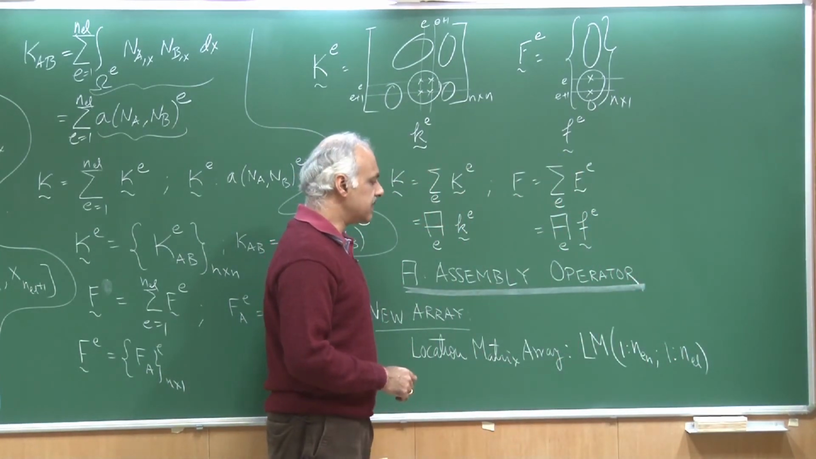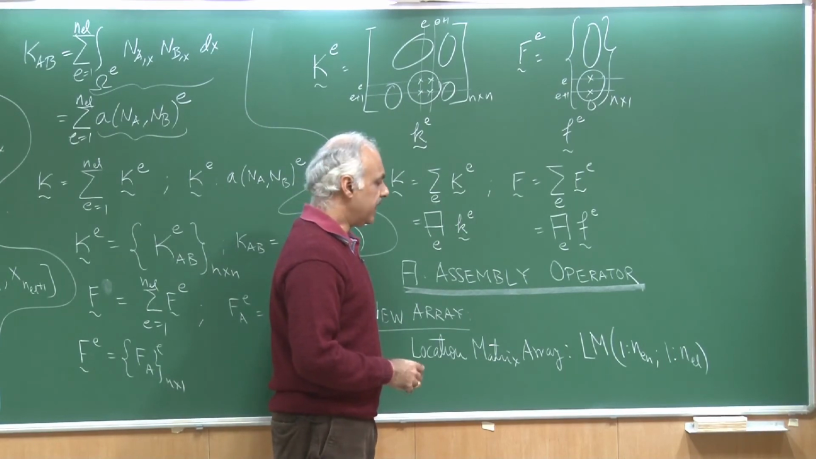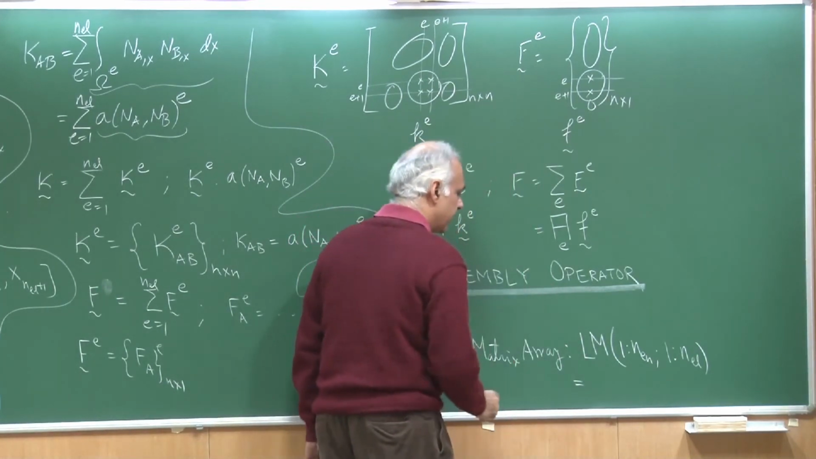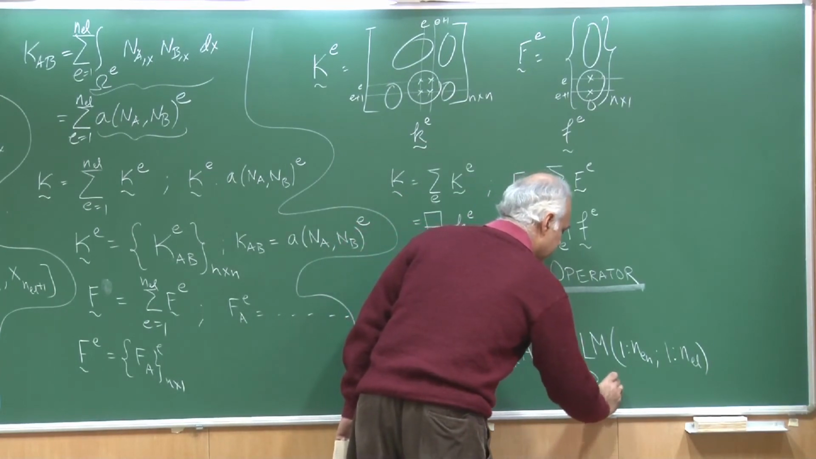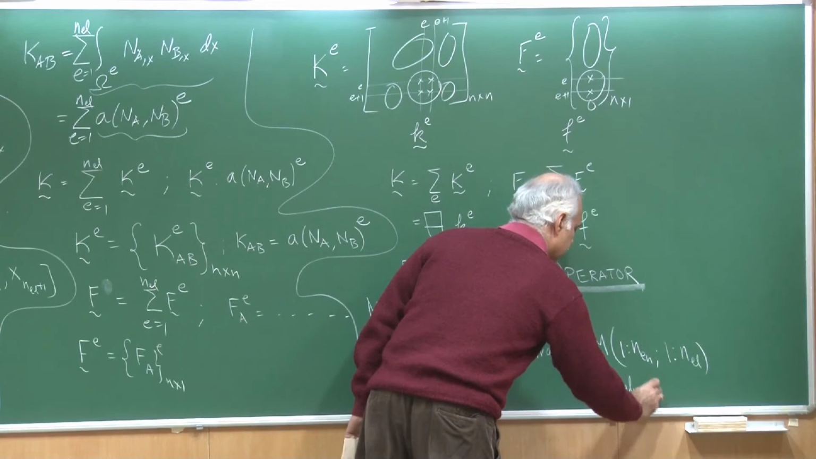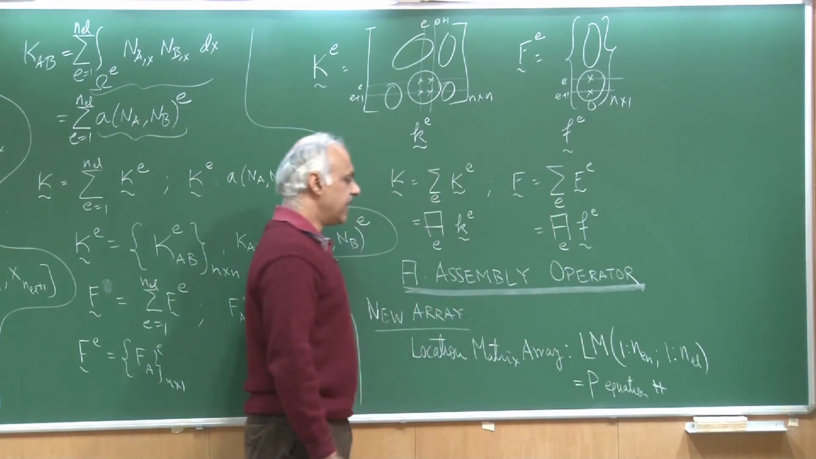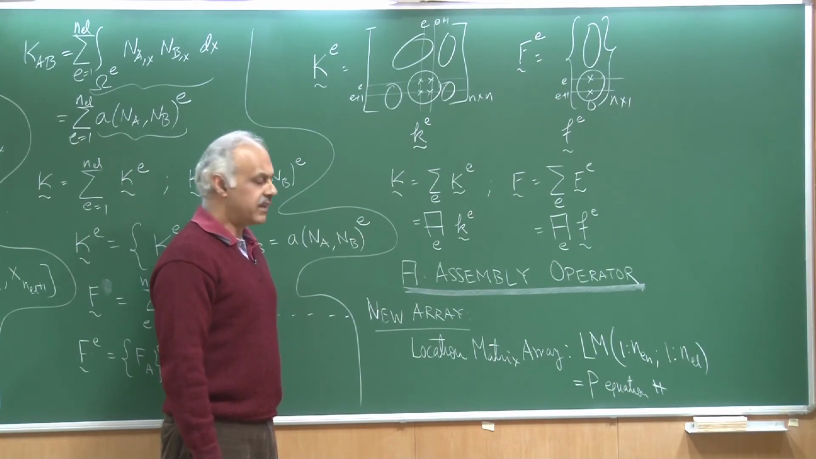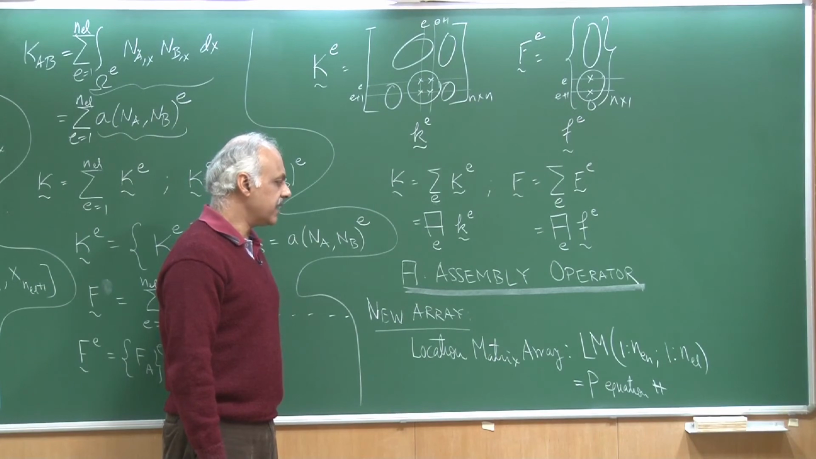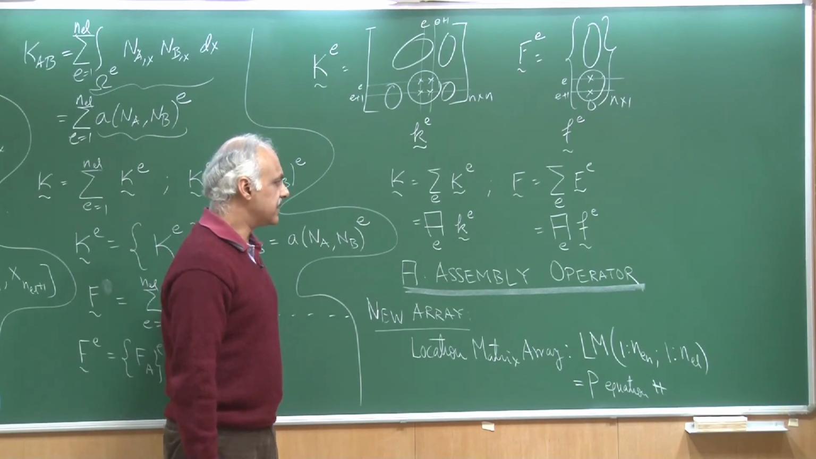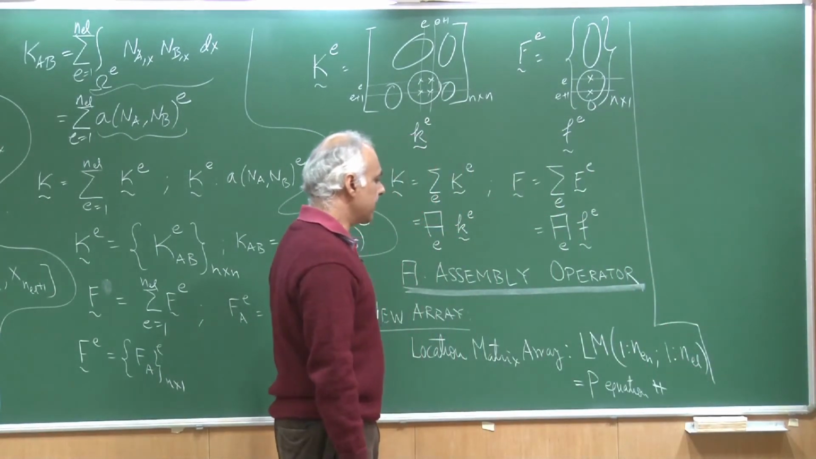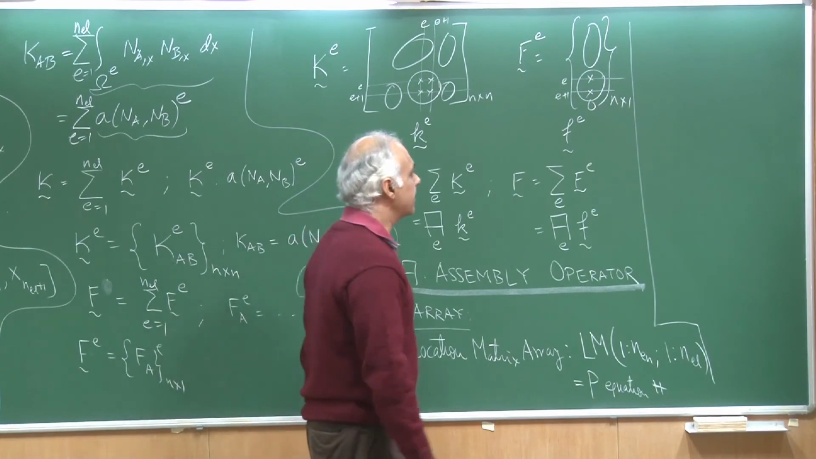As you know, NEN is the number of local nodes per element, and NEL is of course the number of elements. And this array gives us the equation number. So, P is the equation number. Towards the end of the last session, we had looked at an example where I gave you this array. So, we will look at it again, and then I will show you the assembly operator. Very quickly, just to write down for you what the LM array will be for our present problem.